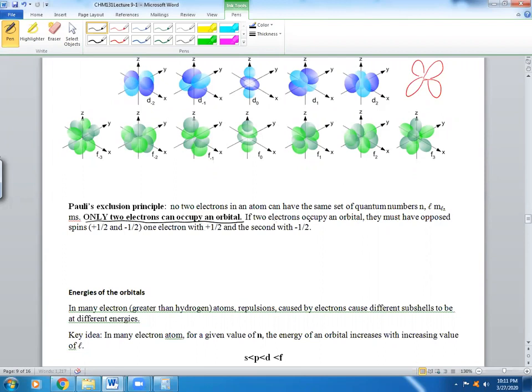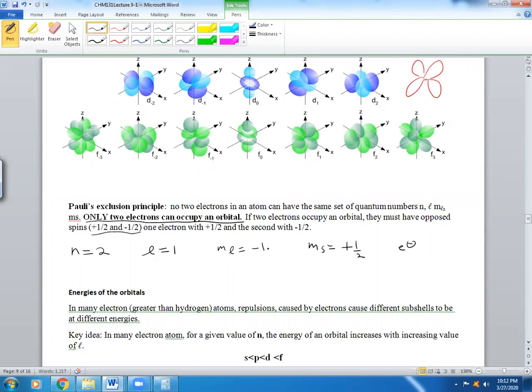Basically, it says that if two electrons occupy an orbital, they must have opposed spins, plus 1/2 and minus 1/2. What does that mean? Let's say we have n equals 2, and I just focus on l equals 1. Then m sub l is -1, and m sub s would be plus 1/2 for one electron. This is a single compartment, a single p orbital. I know you have 3 of them, but the others I'm not including here.